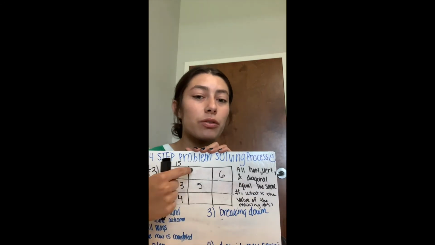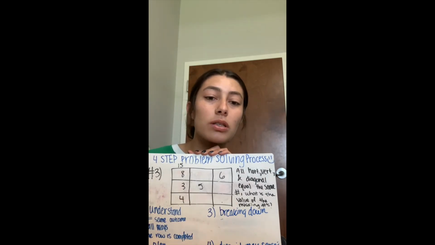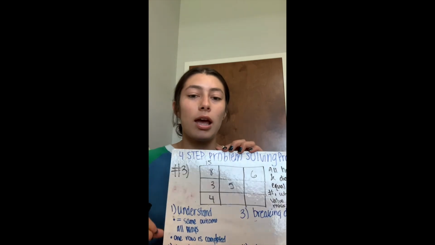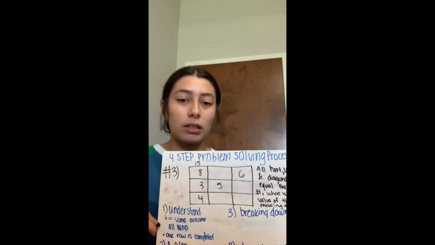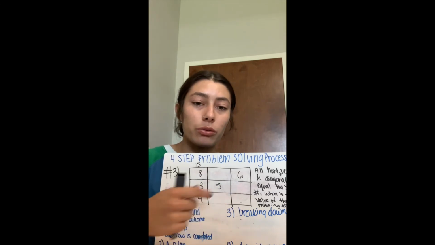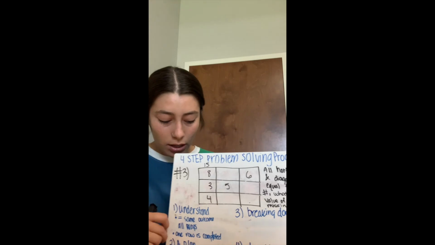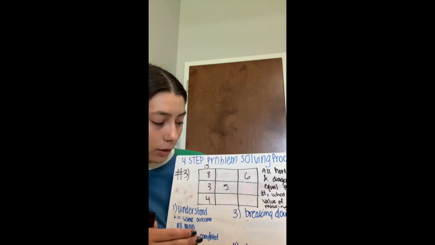So this is how we're going to find our missing values, correct? And that's the objective. It says, what is the value of the missing numbers? And so now our plan is to subtract the numbers we find in the rows from 15, and it'll give us our missing number. And now we carry out the plan, correct?